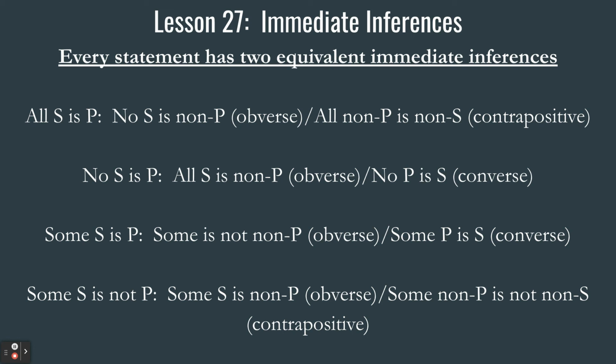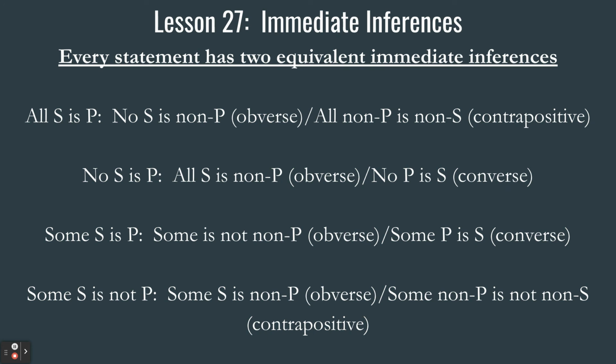So, every statement has two equivalent immediate inferences. Every A statement in the universe, you can have an obverse and a contrapositive. Every E, you can have an obverse and a converse. Every I, you can have an obverse and a converse. Every O, you can have an obverse and a contrapositive. And the contrapositive of some S is not P is some non-P is not non-S, and that sounds really awkward and weird, but that's what it is.